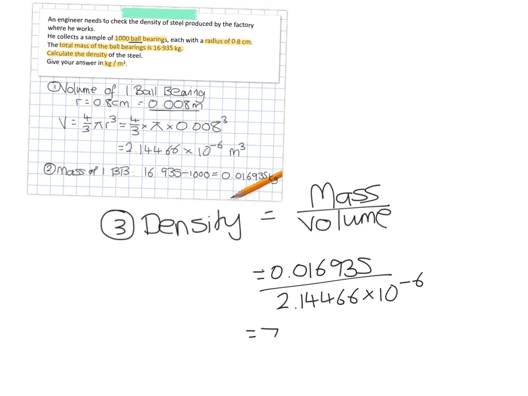That gives me a final answer of 7,896 kilograms per metre cubed. And that's about right for what you'd expect of a metal. There we go.